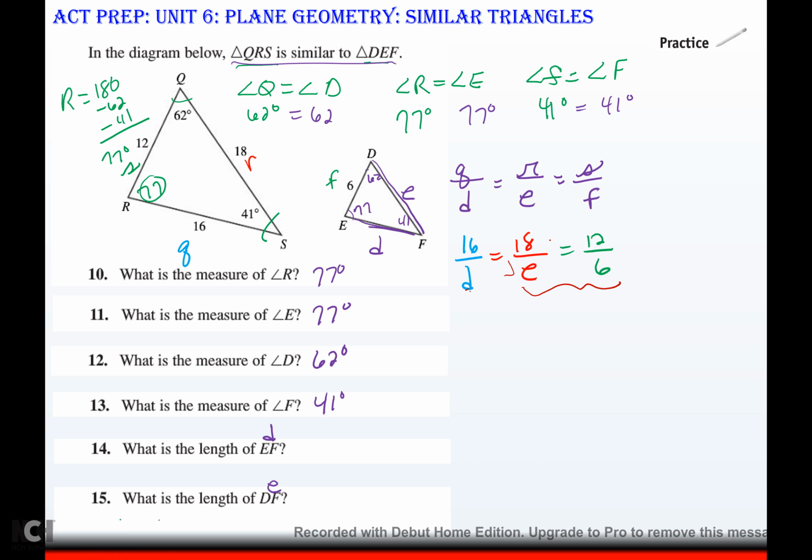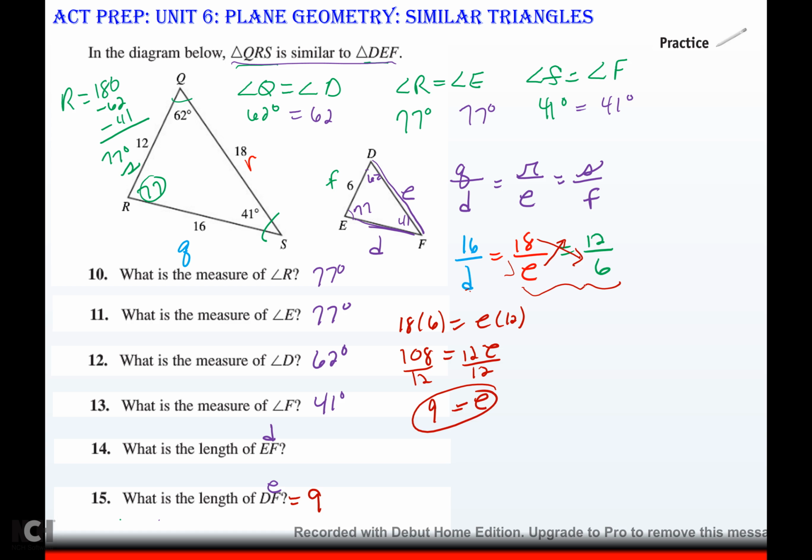So I could do this pair, because there's only one letter. So that would give me 18 times 6 equals E times 12. Okay, and that would give me 108 equals 12E. Divide by 12, and I get E equals 9. So there's DF.